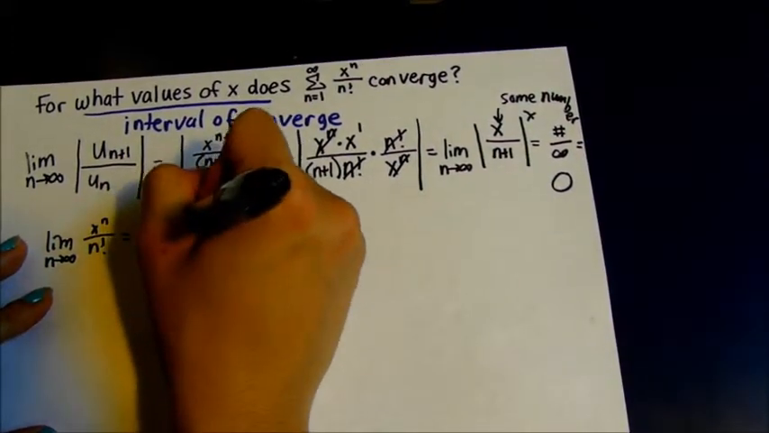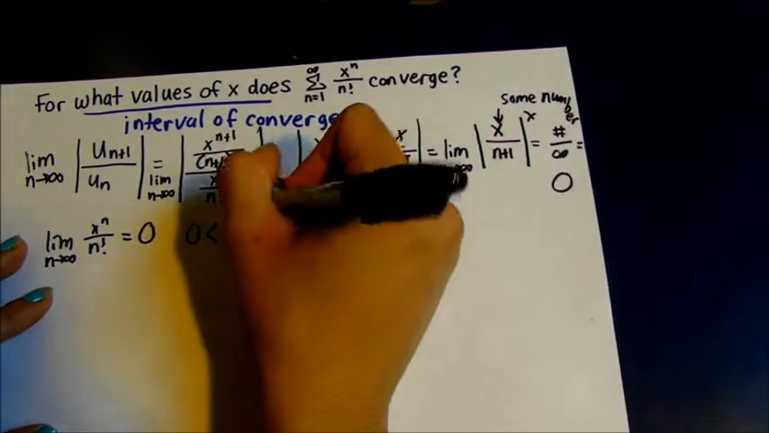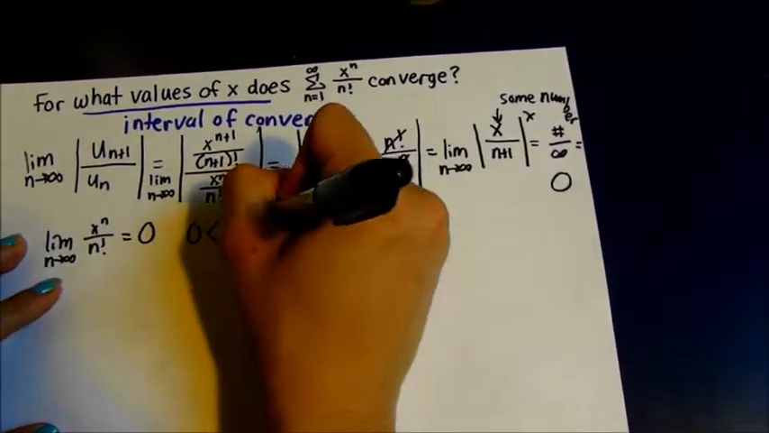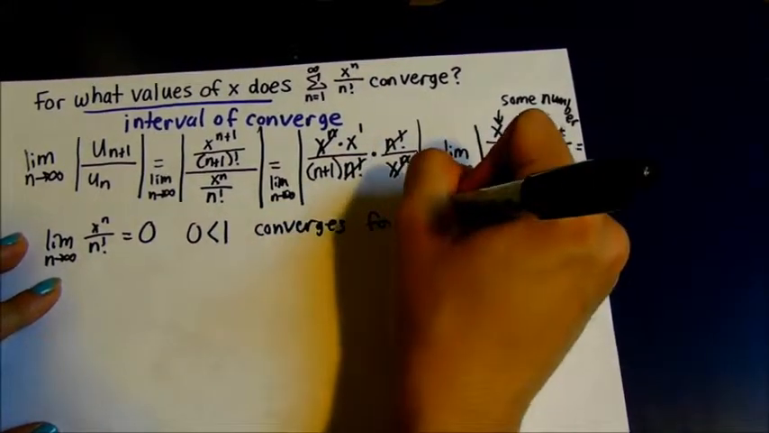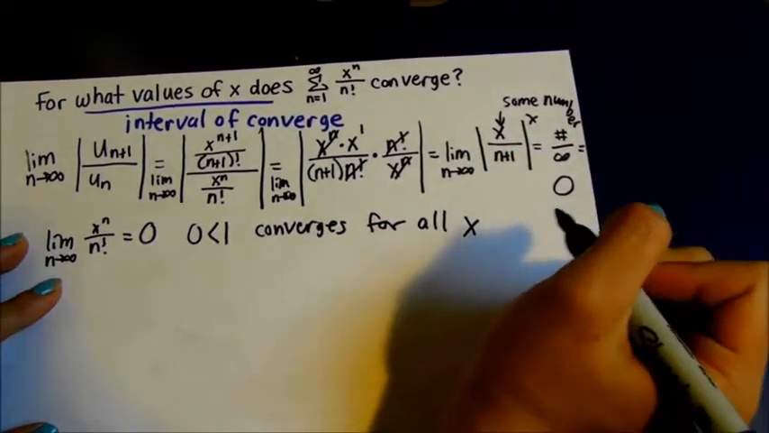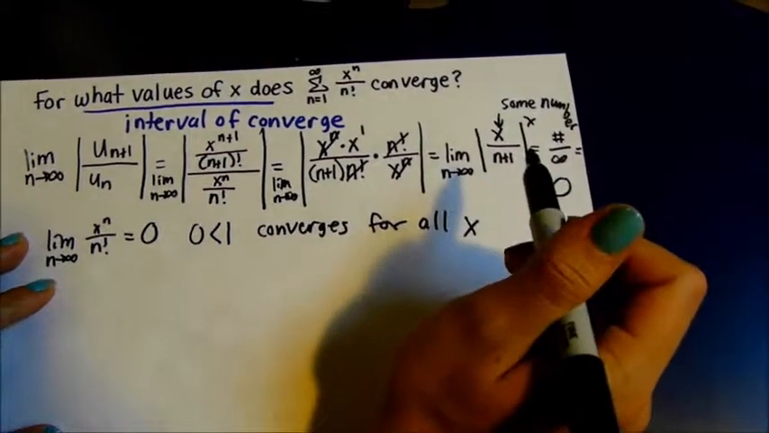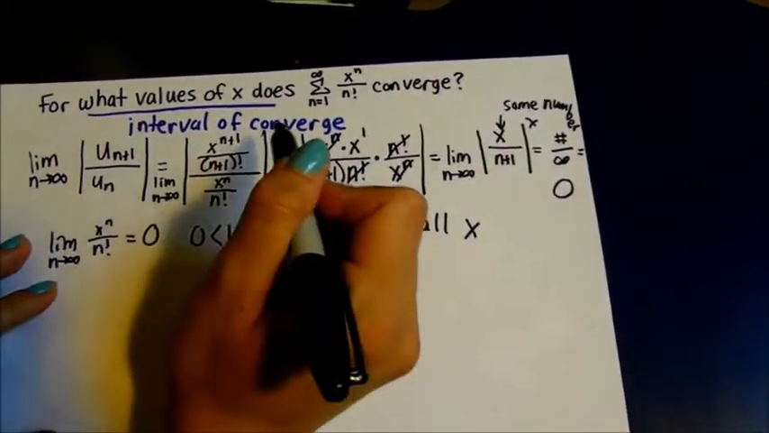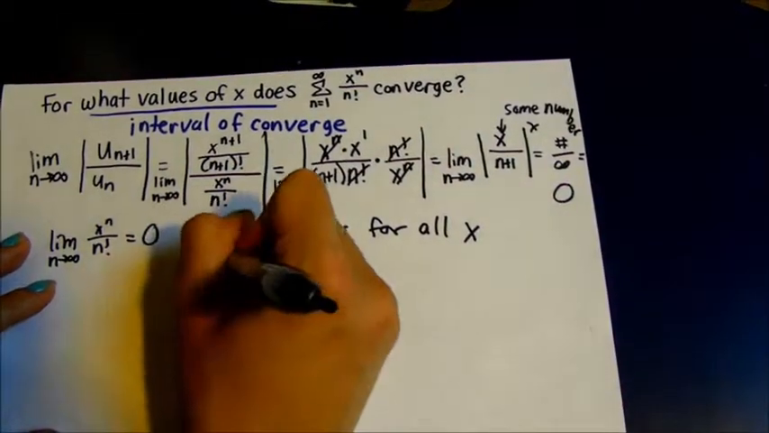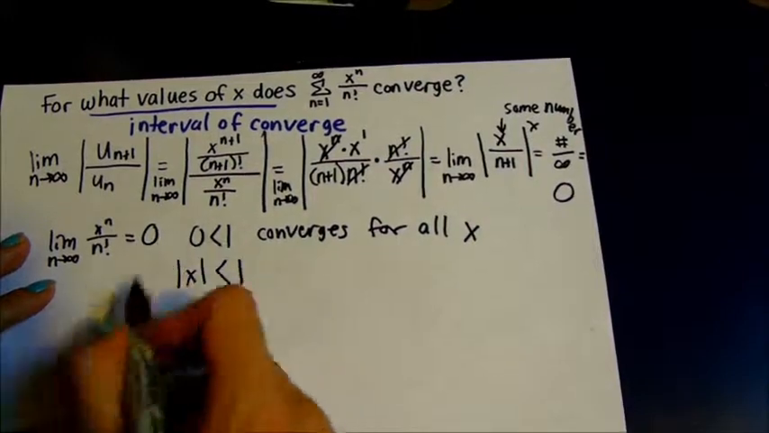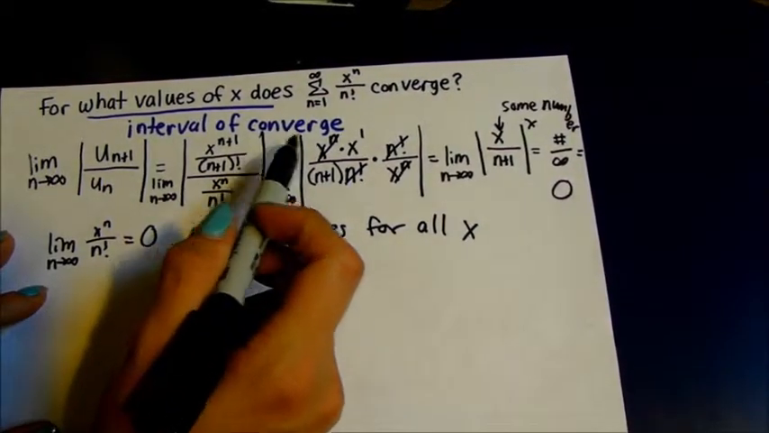And because 0 is less than 1, the power series converges for all x. When you do these ratio tests to find the interval of convergence, you want the absolute value of your x to be less than 1, because that will show you that it converges for the interval of convergence.